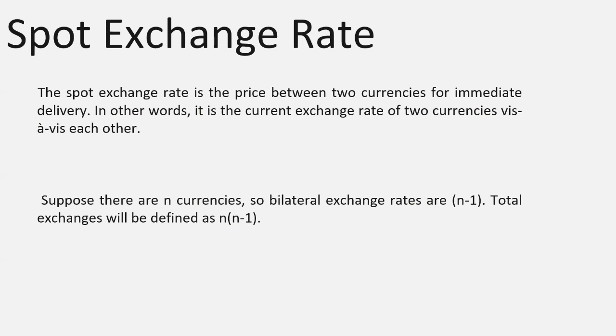If a local company receives a supply of foreign goods from abroad, then the spot exchange market is very important for instant transactions at the existing spot exchange rate. Suppose there are N currencies, so bilateral exchange rates are N minus 1. Total exchange rates will be defined as N into N minus 1.